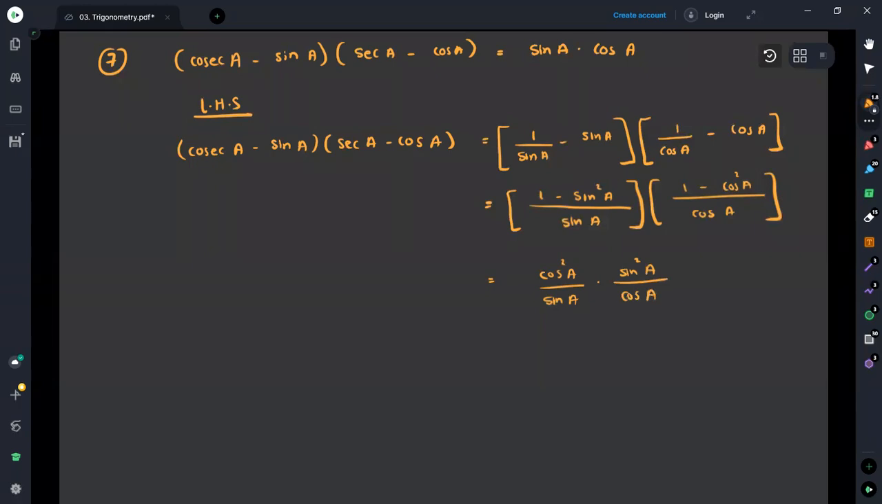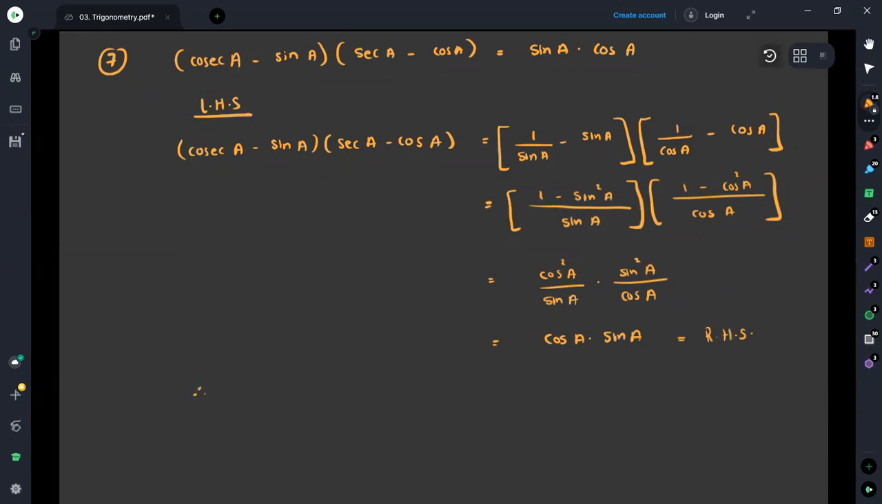Now we can see that in the numerator, cosine squared and sine squared is there. In the denominator we can see that sine A and cosine A is there. Therefore, if you cancel out the terms which we can cancel, one sine A can be cancelled out with the quantity in denominator, and one cosine A can be also cancelled out. Therefore, we can say that we will get the values as cosine A times sine A, and this equals to the right hand side of the equation.